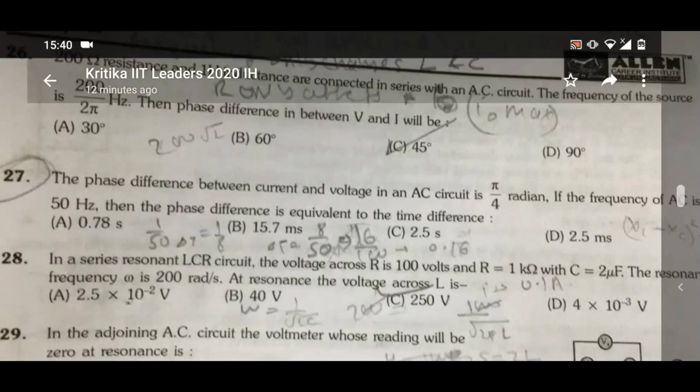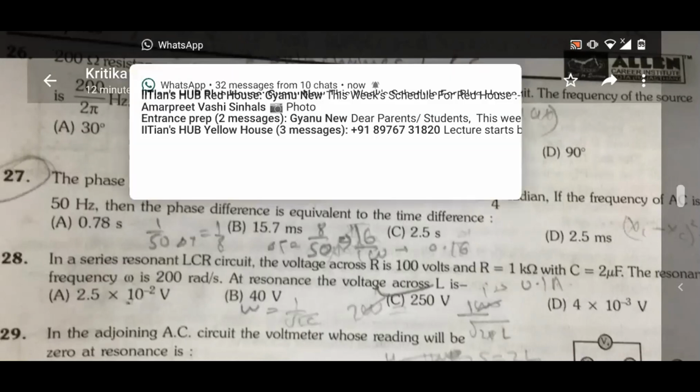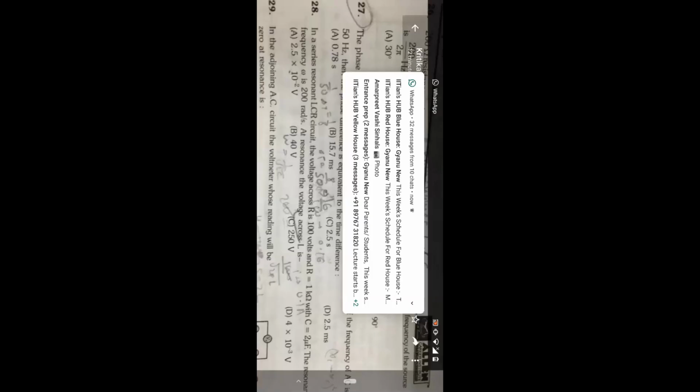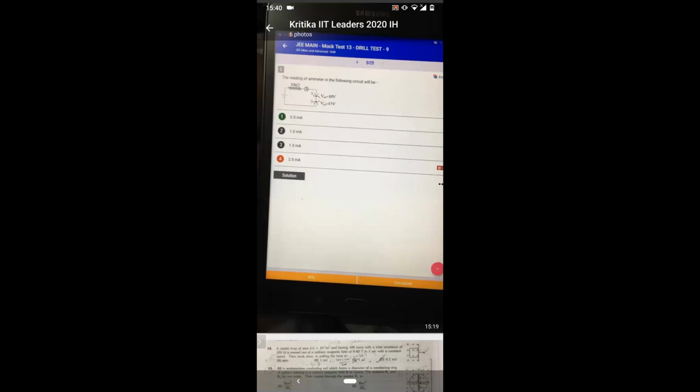2 pi into frequency. Frequency is 50 hertz. Right? So just divide that phase difference pi by 4 by omega, which is 100 pi. Okay, sir. Time in seconds. So that is the waves concept, the relationship between phase difference and time difference.